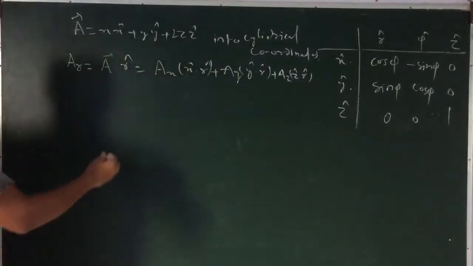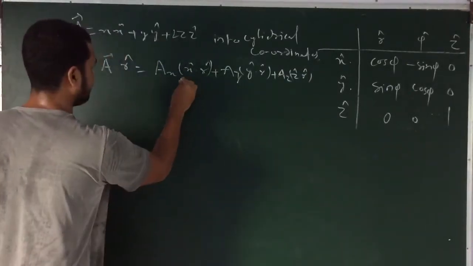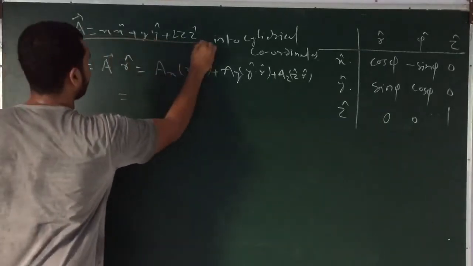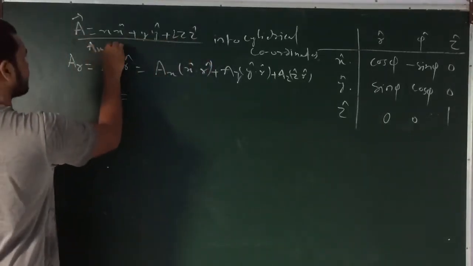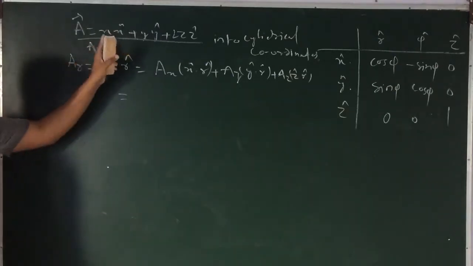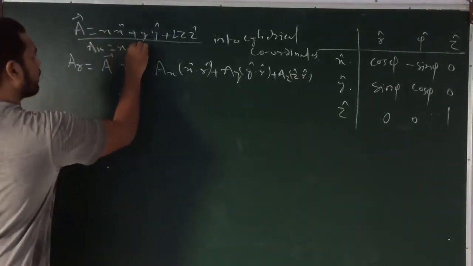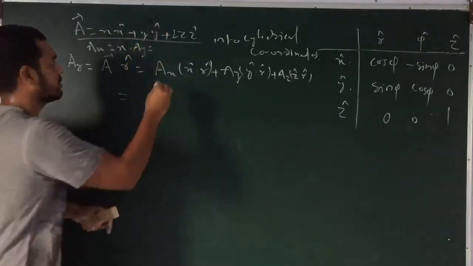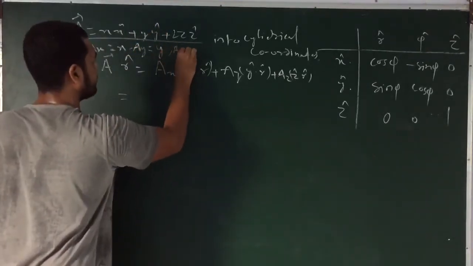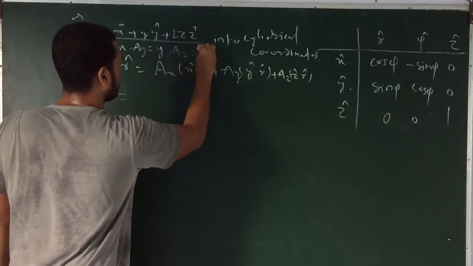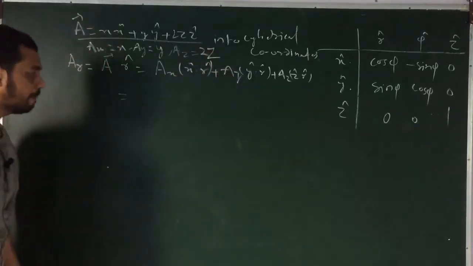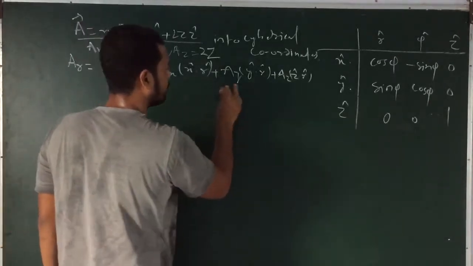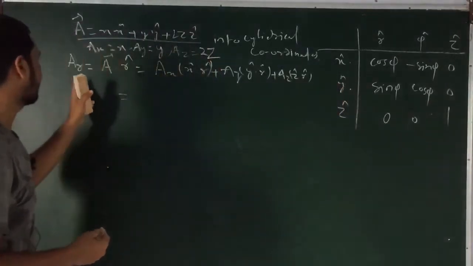Okay, so from here we can find, just substitute the value from this vector. You can find out that Ax, the component along x cap direction, is x, Ay, the component along y cap direction, is equal to y, and Az is equal to 2z. So just substitute these values and these values from this table to get AR.